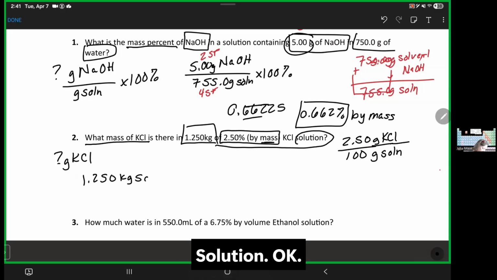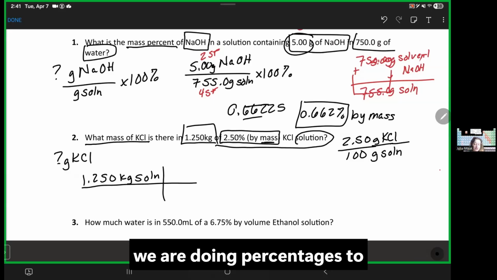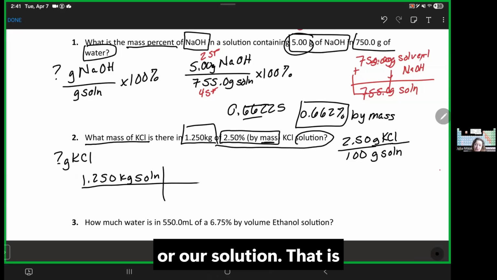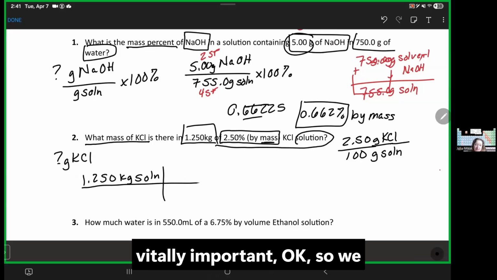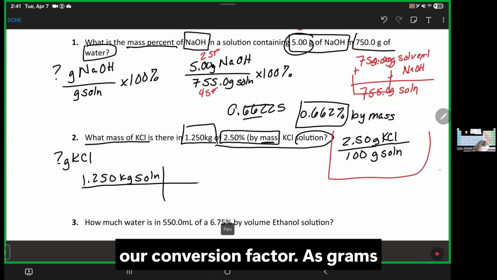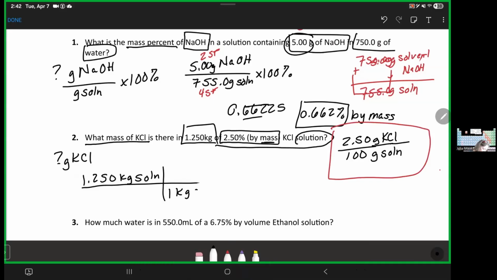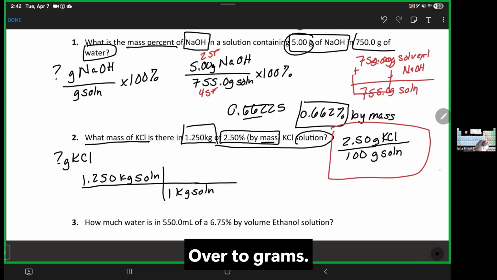solution. Okay. It is vitally important when we are doing percentages to absolutely say, are we talking about our solvent, our solute, or our solution? That is vitally important. So we have kilograms of solution, and our conversion factor has grams of solution. So first, we need to convert this kilograms over to grams.